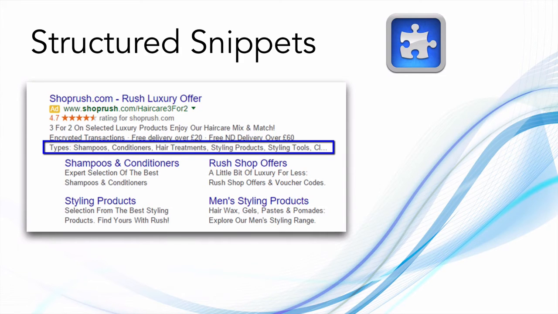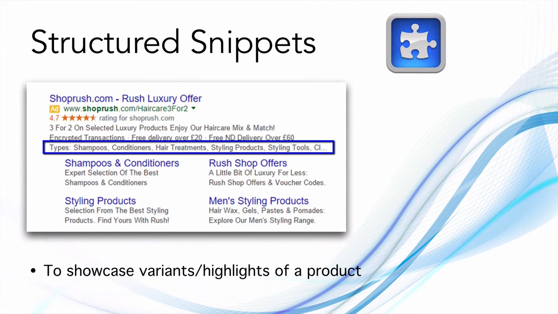And the next type of ad extension is structured snippets extension. Here you can add different types or product variants of your product. Here you can see shoprush.com. This particular ad extension has something called types, and it is showing the different products that they have.